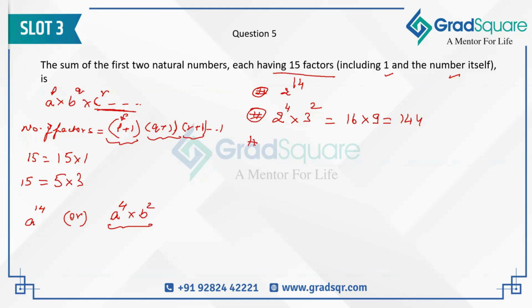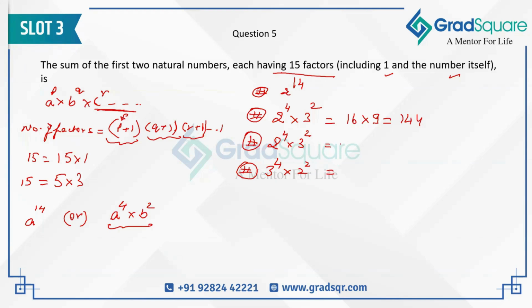The next thing that I can do is either I can increase one of the prime numbers and say I am including 5 and write it as 2 power 4 into 5 power 2, or what I can do is I can interchange 3 and 2 over here and try to check the value of 3 power 4 and 2 power 2, because this will also give me 15 factors.